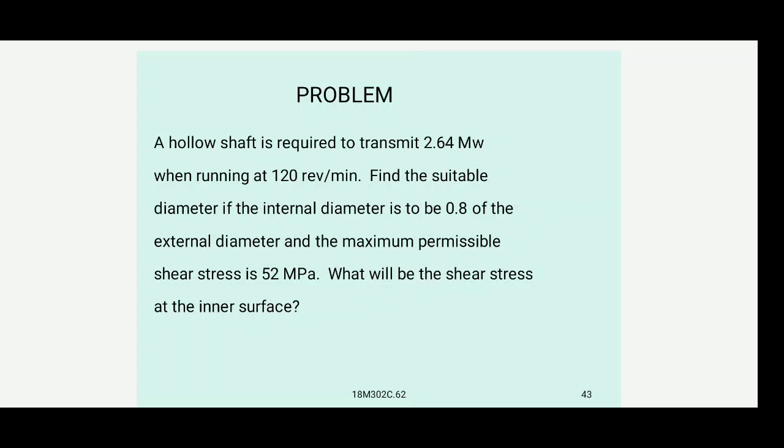Problem: a hollow shaft is required to transmit 2.64 megawatts when running at 120 revolutions per minute. Find the suitable diameter if the internal diameter is to be 0.8 of the external diameter and the maximum permissible shear stress is 52 megapascal. What will be the shear stress at the inner surface?